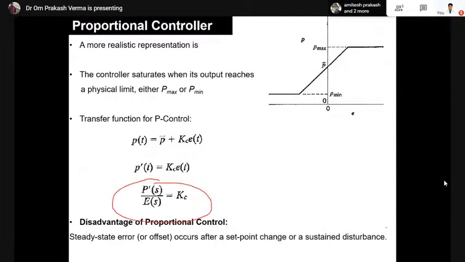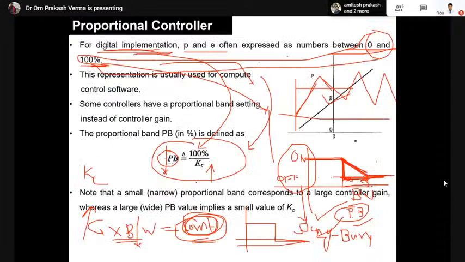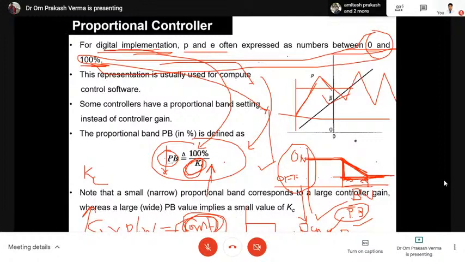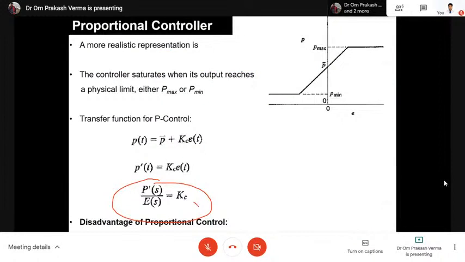One thing more I want to discuss here. When you increase the gain, the controller becomes on-off. However, if you want to use proportional control in the proportional mode, then you have to choose the value of Kc such that it will not act as an on-off controller. So this is the transfer function for this.